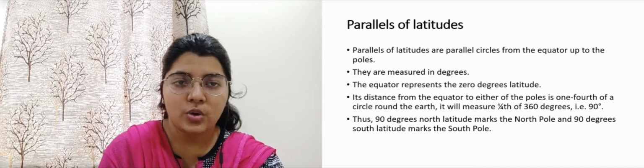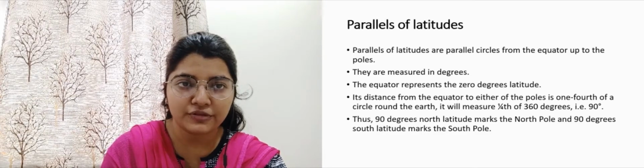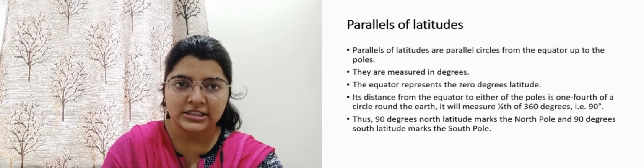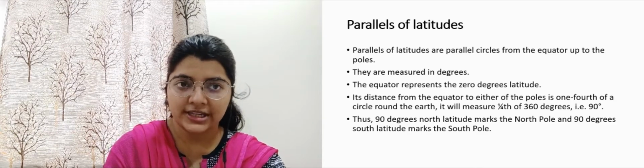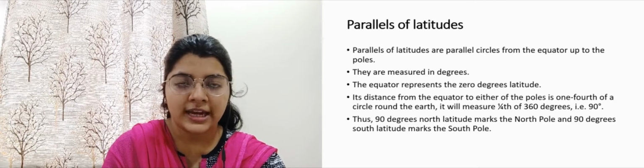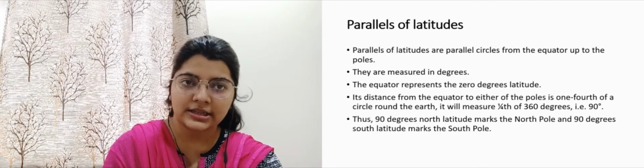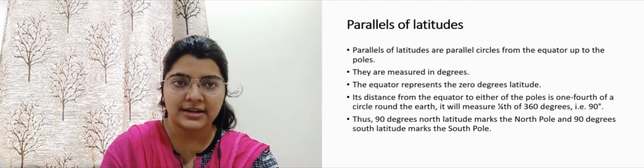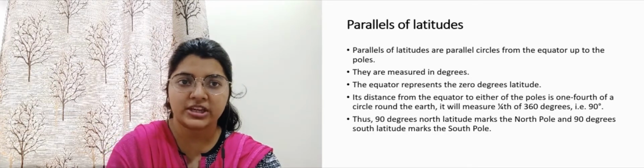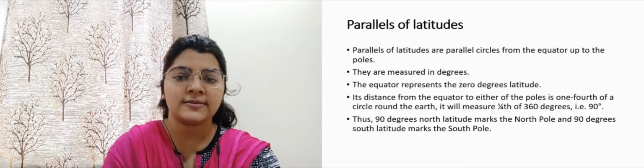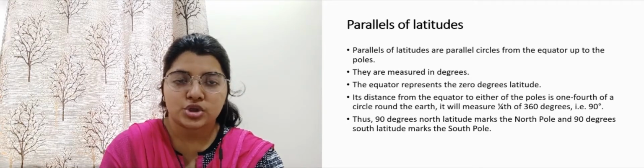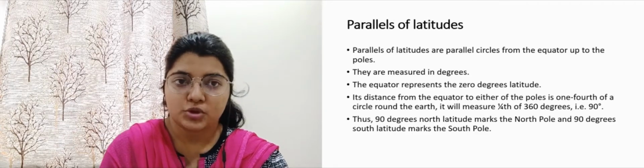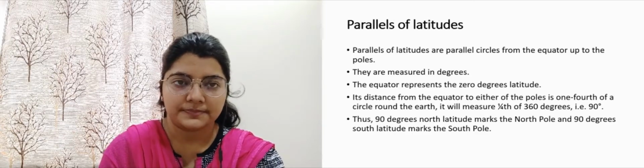So how is this 90 derived? That is 1/4 of 360 degrees, which is 90 degrees. From that, 90 degrees north latitude would be the North Pole, and 90 degrees south latitude would be the South Pole. This is what we understand by the parallels of latitude, where we get the North Pole and South Pole, and it is measured in degrees.